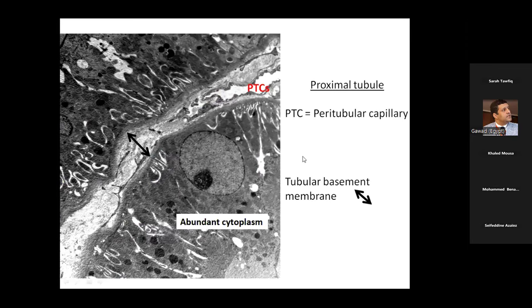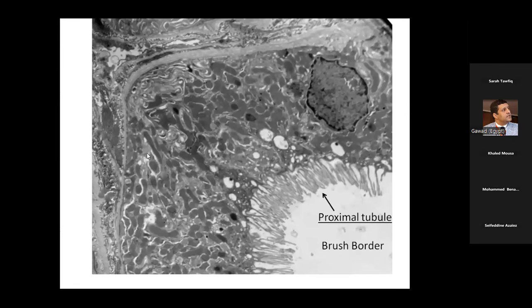That's an electron picture of a proximal tubule with the peritubular capillaries, PTCs, the famous PTCs in transplant nephropathology. That's a proximal tubule with abundant cytoplasm, and the tubular basement membrane that we said is also formed of collagen 4 alpha chains, but 1, 2, 5, and 6, not 3, 4, and 5 as in the glomerular basement membrane. And these are the proximal tubule brush borders and the numerous mitochondria. And thank you.